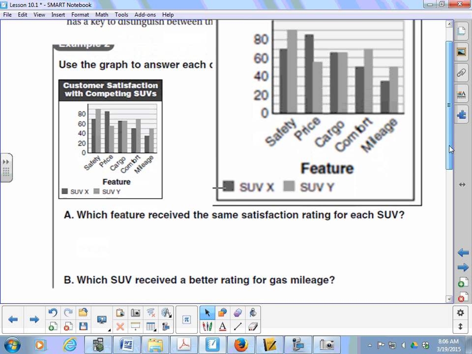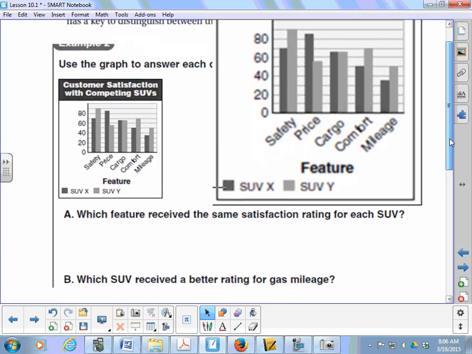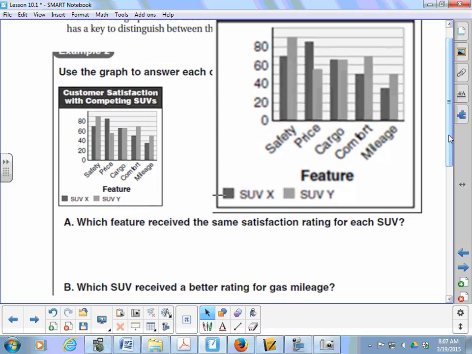So which feature received the same satisfaction rating for each SUV? Okay, so we're looking at what? Where the bars are the same, right? So that would be cargo. Which one had a better gas mileage rating? So we find the mileage. All right, the lighter colored one here has the higher bar, so that would be SUV Y.